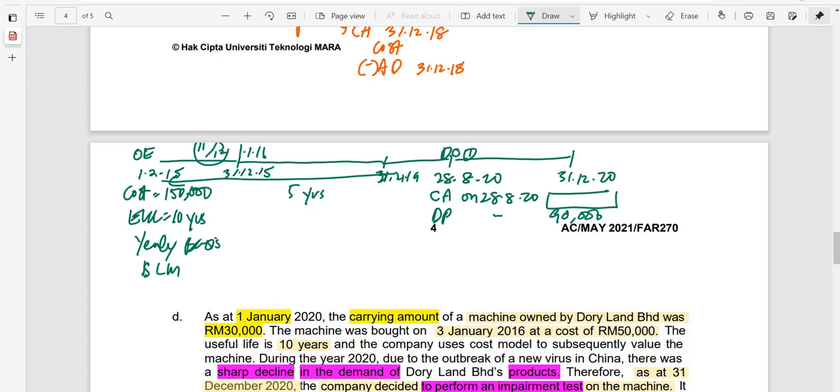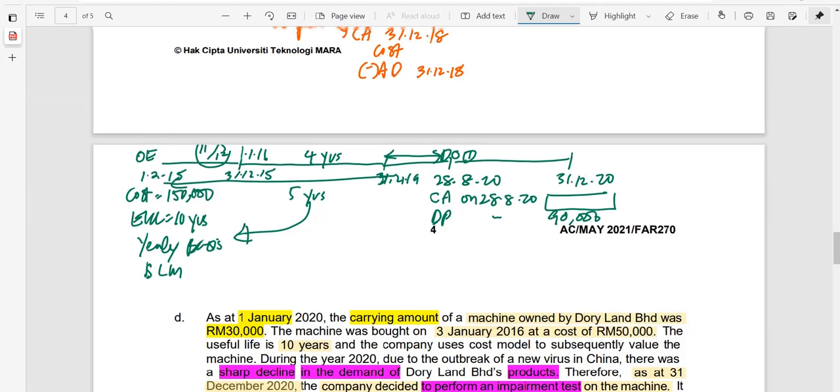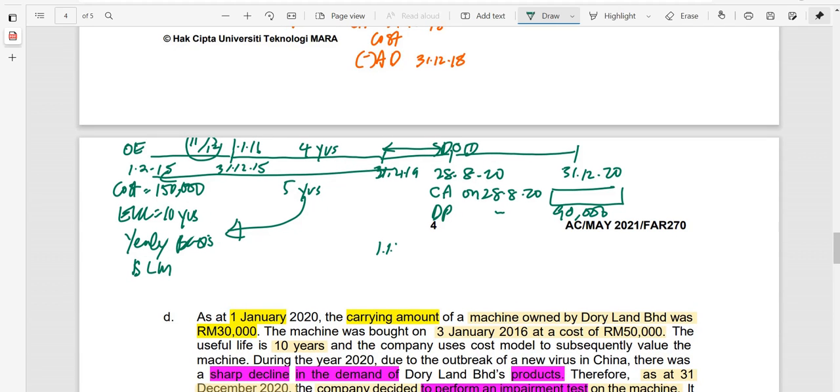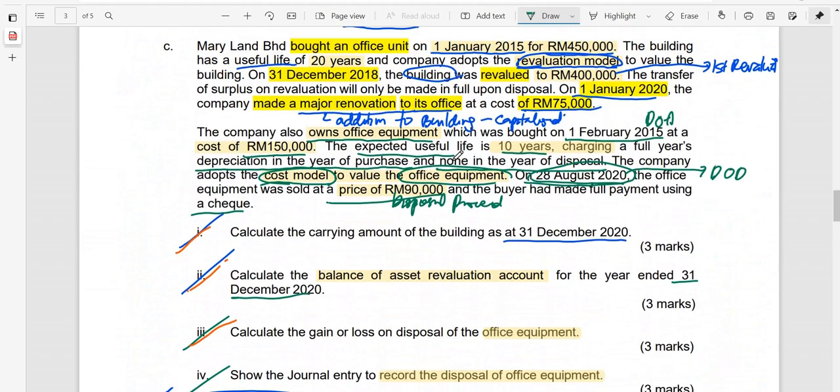But here you would see this is actually 4 years and 11 months, but somehow that is regarded as 5 years because of the yearly basis. So in the year of acquisition, full year depreciation would be charged, but this is the year of disposal. So from 1st of January 2020 up until 28th of August 2020, because our company adopts the, where was it, full year depreciation.